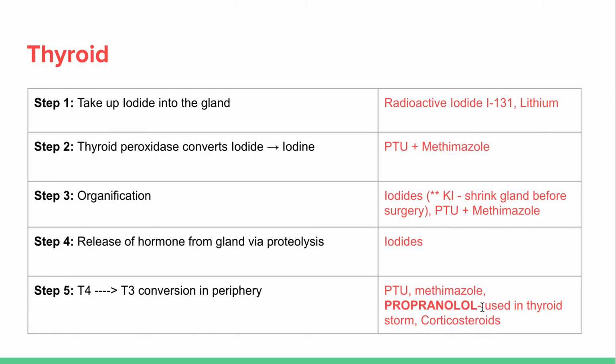Propranolol is actually a really big one. We use propranolol in the thyroid storm because not only does it help decrease the conversion of T4 to T3, which is more potent, it also helps to slow down your heart and help with the tachycardia. And corticosteroids can also do this.